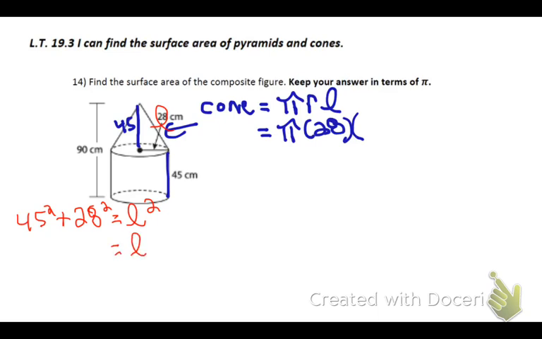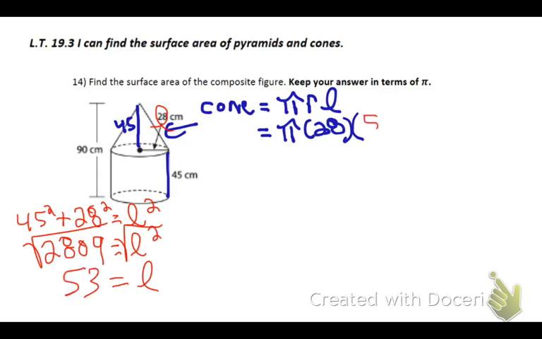So we have L squared equals, let's do the math here. 45 squared plus 28 squared. I got 2809. And then I'm going to do the square root of that. So square root of 2809, 53. Okay. So that means the slant height is 53, so we can put that in there.